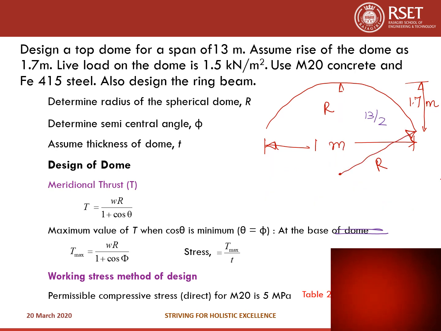Now let us find this angle. Let it be phi. So we can use the sine rule. Sine phi will be equal to 13 by 2 divided by r. Radius we already found, it is 13.27. So by solving this, we'll get phi is equal to 29.3 degrees.